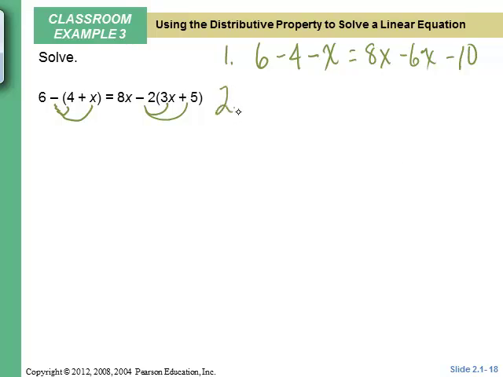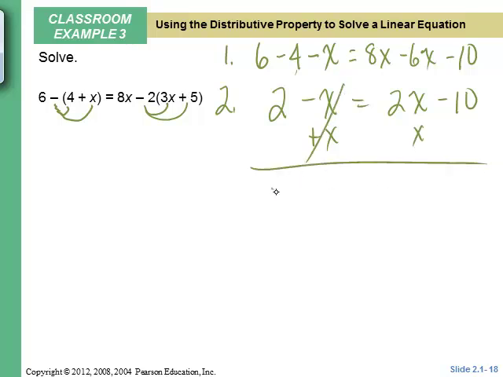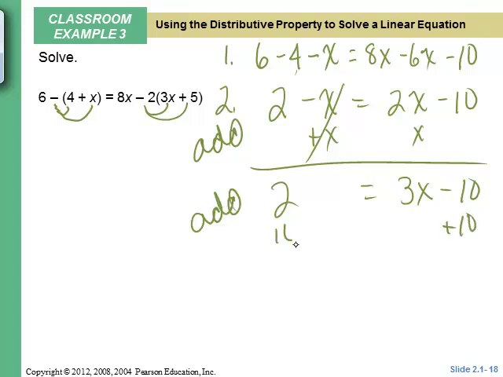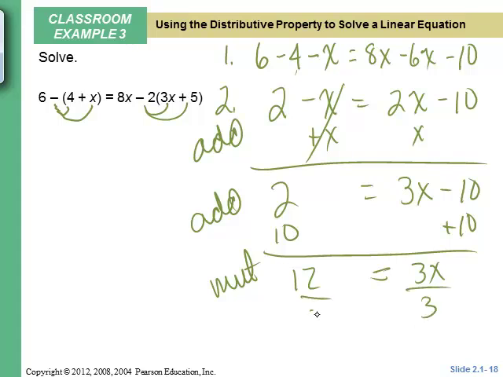Now let's, step 2, combine like terms. Well, we've got 6 minus 4 is 2 minus x equals 8x minus 6x is 2x minus 10. Let's add x to both sides, and we get 2 equals 3x minus 10. Then let's add 10 to both sides, and we get 3x equals 12. Let's use our multiplication property, divide both sides by 3, and we get x equals 4.